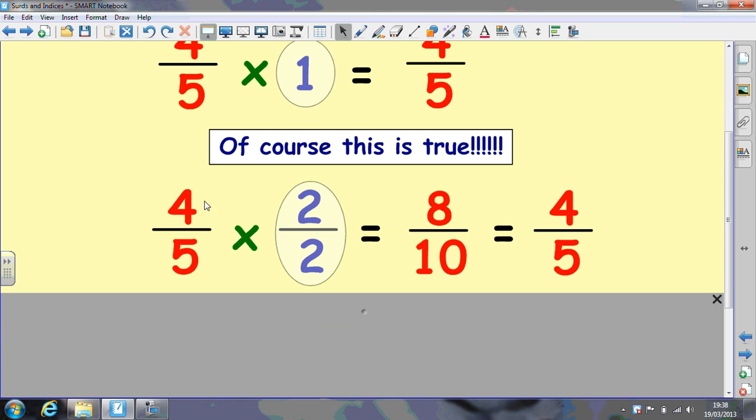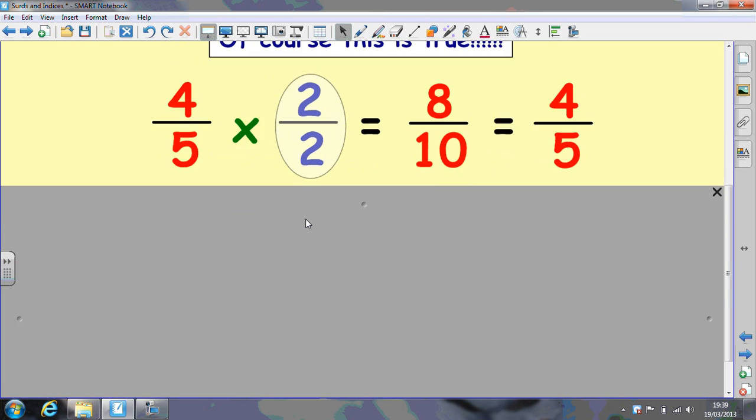If you look at this fraction here, 4/5 times 2 over 2 becomes 8 over 10, which is just an equivalent fraction, which will reduce back down to 4 over 5. You could multiply by 3 over 3, and you would still effectively be multiplying by 1, or 5 over 5, or 8 over 8. Any fraction with the same value in the top and the bottom is equivalent to 1. 1000 over 1000 is equal to 1.